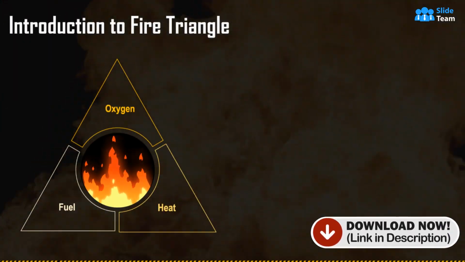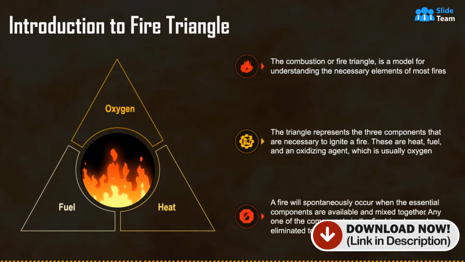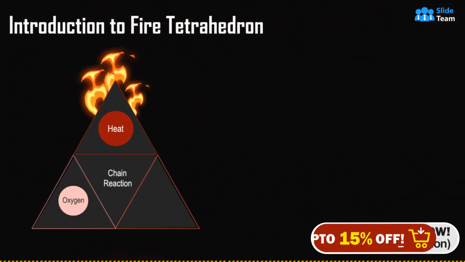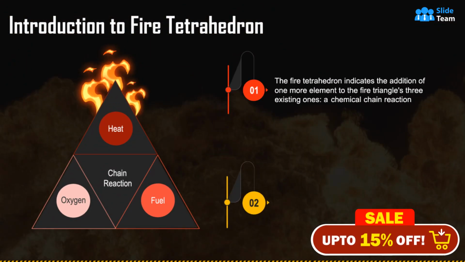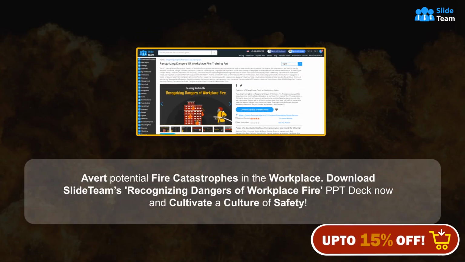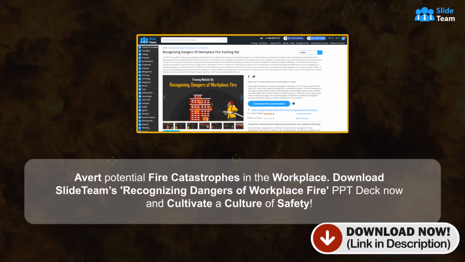Unveil the foundational elements that fire requires to exist. By understanding these, one can decipher how to disrupt the cycle and extinguish fires. Avert potential fire catastrophes in the workplace.